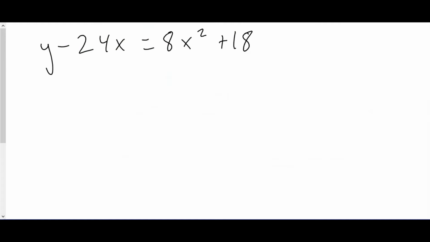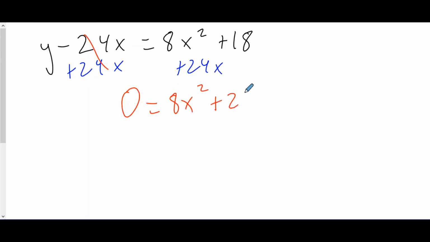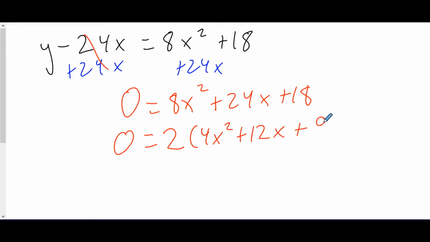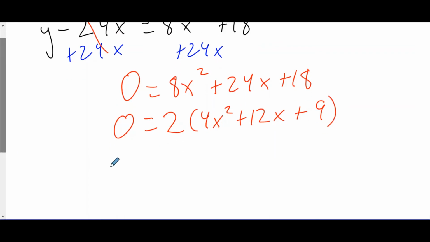Last one, I've got to get my y by itself, so I want to move that 24x to the other side. And again, be careful that you are writing it in standard form. I'm also going to go ahead and change that y to a 0. X squared term goes first, then my x term, then my constant. Let's factor it. First, I look for a GCF, and I see that they are all even numbers, so I can take out a GCF of 2, which leaves me with 4x squared plus 12x plus 9. And there's no other GCF there, so we're going to keep factoring.